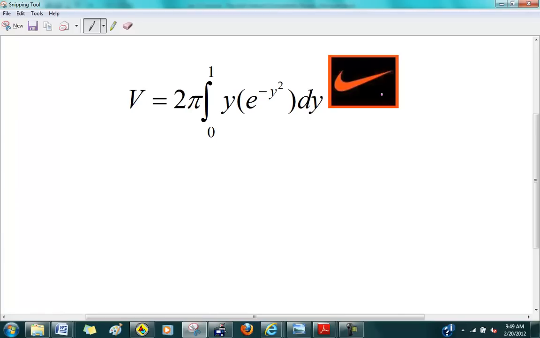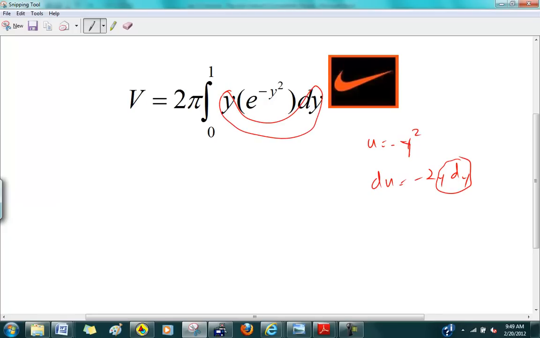Okay, so let u equal minus y squared. Let me use a different color, I'll go red. u equals minus y squared, du equals minus 2y dy. So here's my y dy, which is what I have here. Then y dy is equal to minus 1/2 du, and so this is equal to 2 pi.